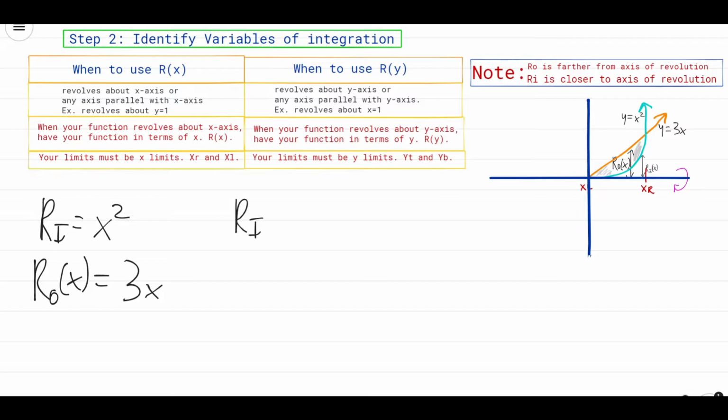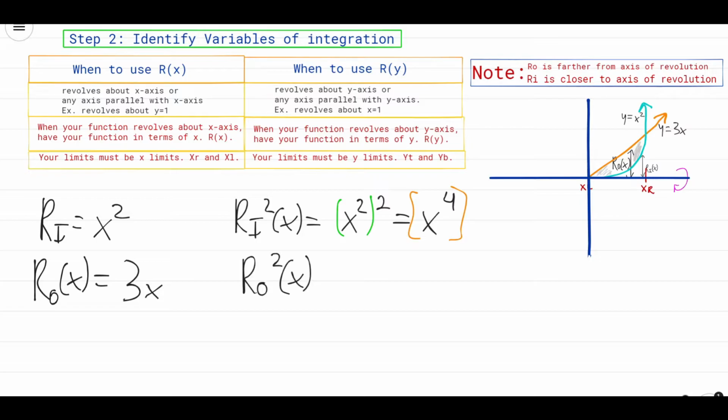But for the washer method, as for the previous method, we need to square these. So R_I squared is equal to x squared, squared, which is equal to x to the 4th power when we distribute the exponent. And R_O squared, the outer radius squared, is equal to 3x squared, and we square the 3 and the x, which is 9x squared. So that's our outer radius. Now that we have the functions, our inner and outer radius, we need the limits of integration, which is different from the previous method.